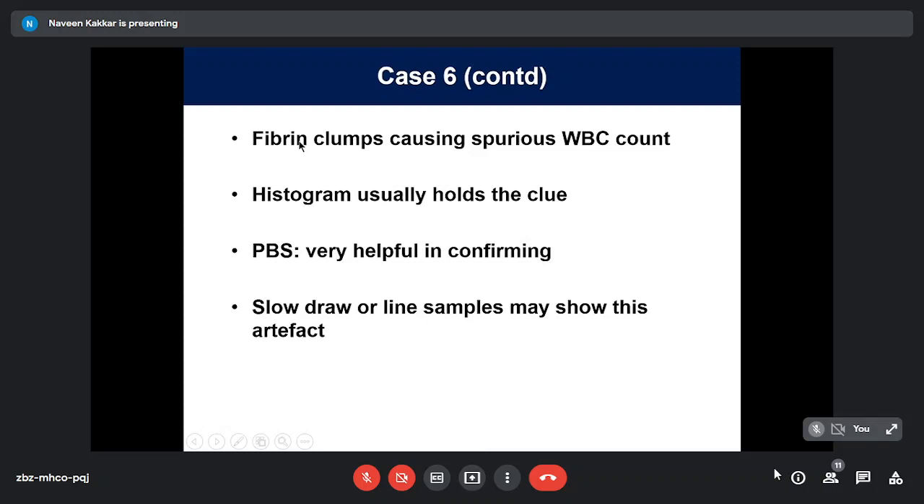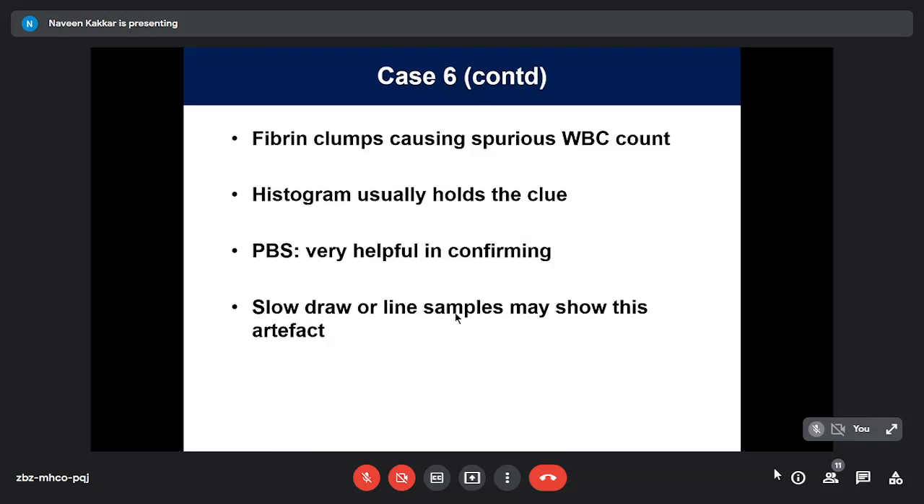So what was this? Fibrin clumps causing spurious WBC count. The histogram will usually hold a clue. The peripheral blood smear is very helpful in confirming this. Most of these samples were either a slow draw or, at least in our cases, line samples, because these were patients on chemotherapy or BMT.